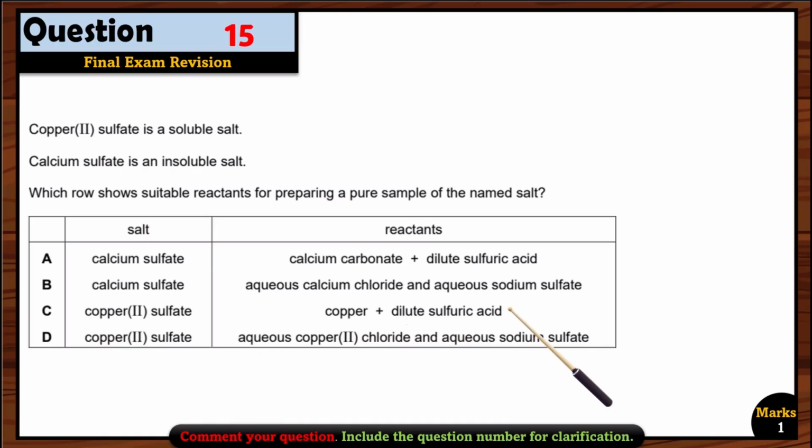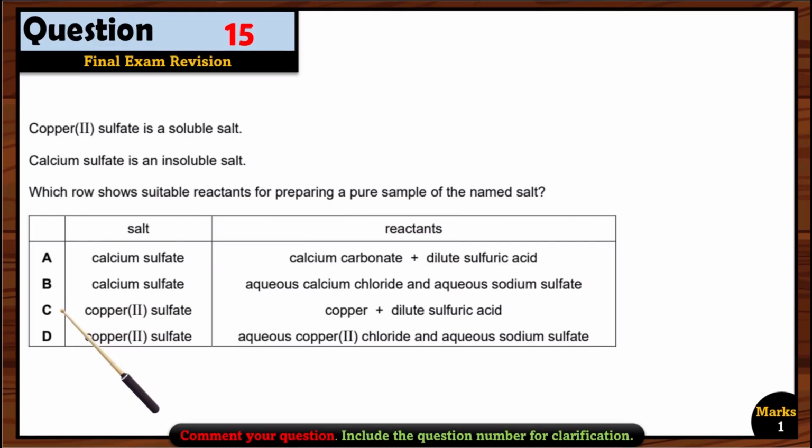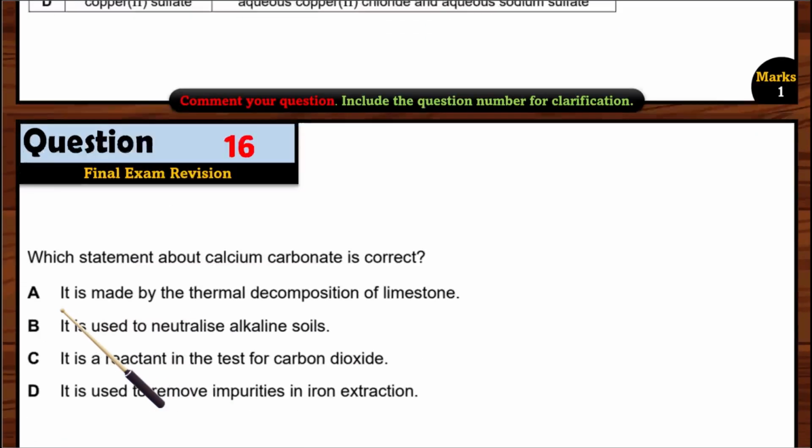Copper and dilute sulfuric acid. No reaction will take place because copper doesn't react with dilute acid. Fourth option, copper sulfate. Because copper sulfate is a soluble salt and both the reactants are also soluble, this is a titration method. We cannot get a pure sample of this salt. So that's why option B is best as compared to D. So option B is correct.